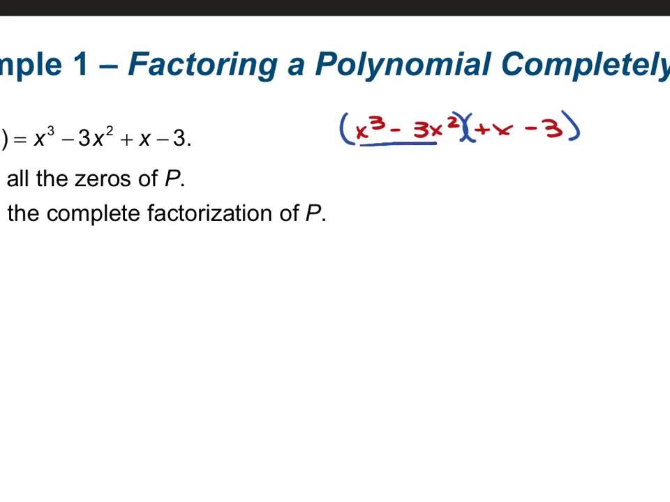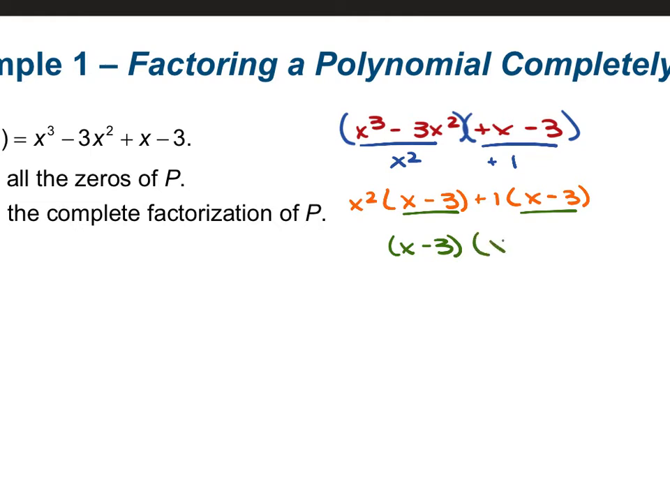From here, the first 2 terms we're going to factor out an x squared. The second set of parentheses, we're going to factor out a positive 1. This leaves us with x squared times x minus 3 plus 1 times x minus 3. Those 2 sets of parentheses are the same, so you're going to get x minus 3 from them. Then you have x squared plus 1.